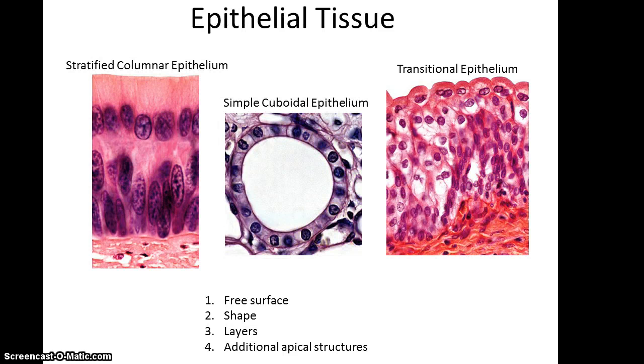So, epithelial tissue. Key things to look for. You need to find that free surface. The only way you know it's epithelial tissue for sure is if it's lining a free surface. You then look at the shape of the cells and how many layers of cells there are. And then finally look for any additional apical structures such as cilia.